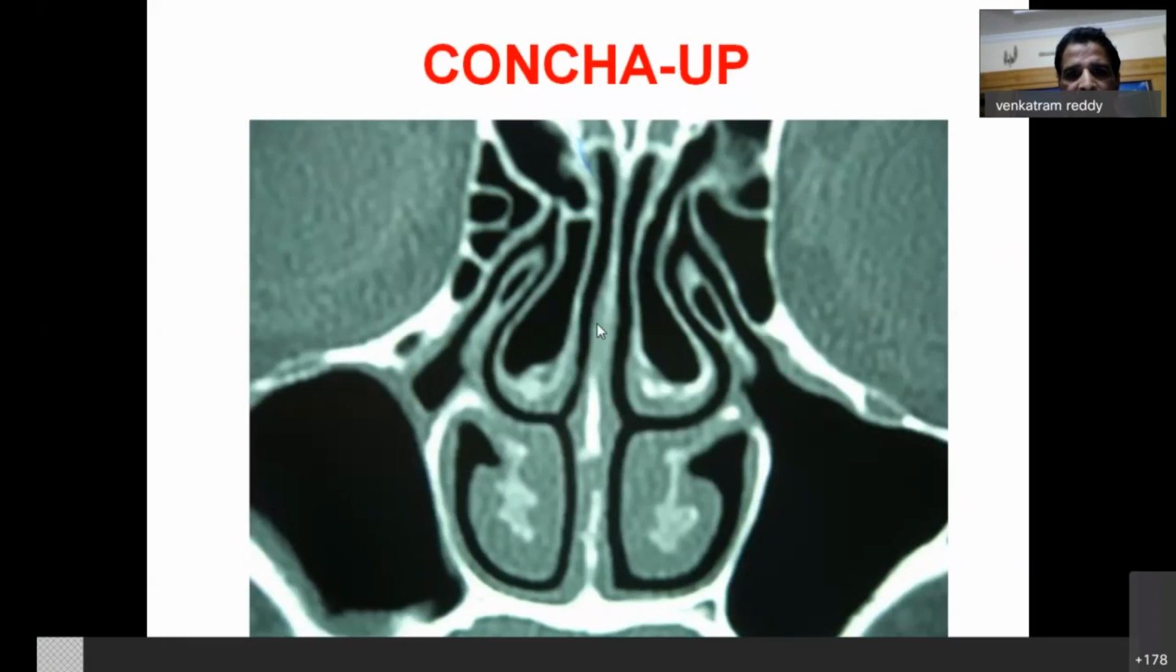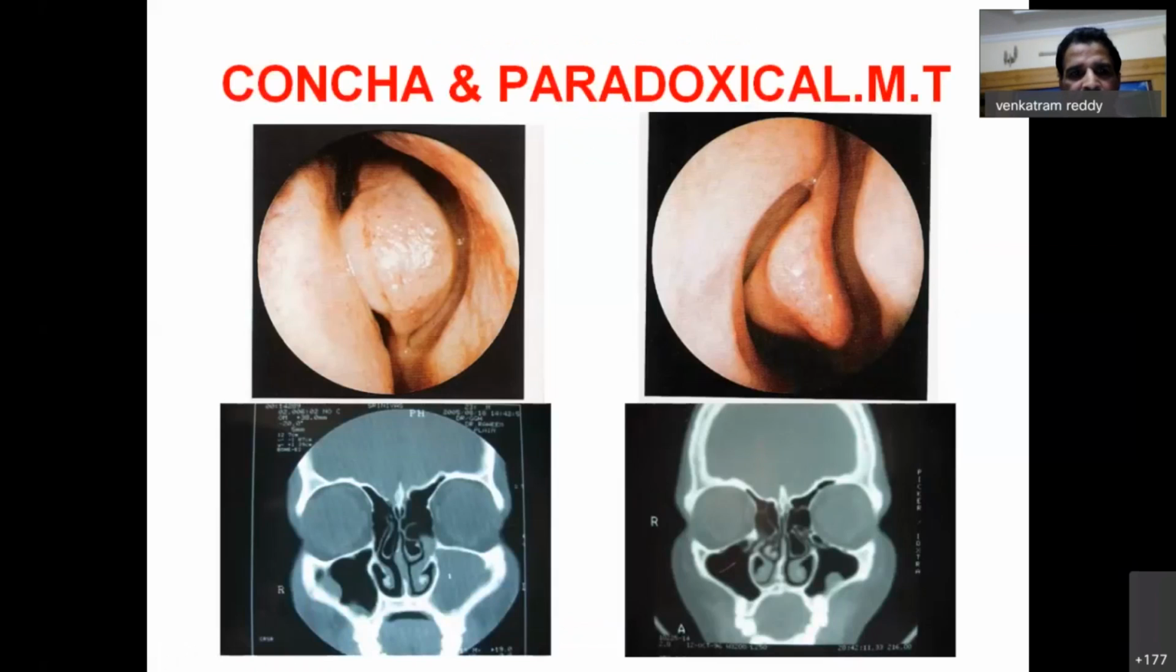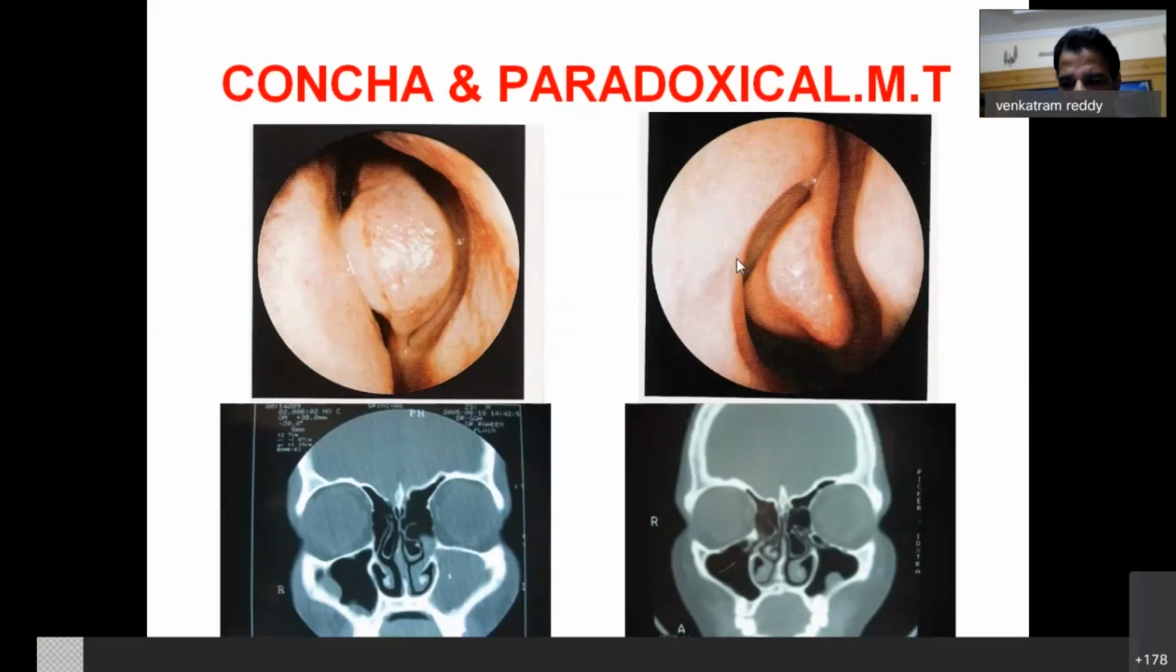Now, this is the concha of the uncinate process. You can see the concha of the uncinate process along with the concha bullosa, which is blocking. Now, I think everybody is familiar with the concha bullosa and the paradoxical middle turbinate. You can see the paradoxical turbinate blocks the ostiomeatal complex, and there is maxillary pathology here, and there is mucosal thickening on this side of the maxillary sinus.